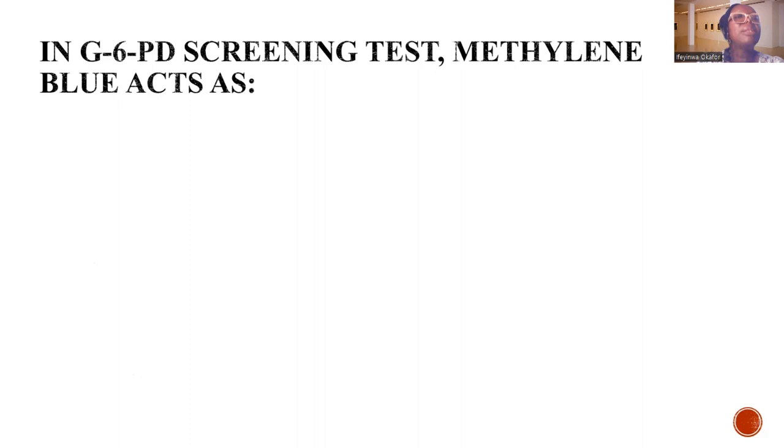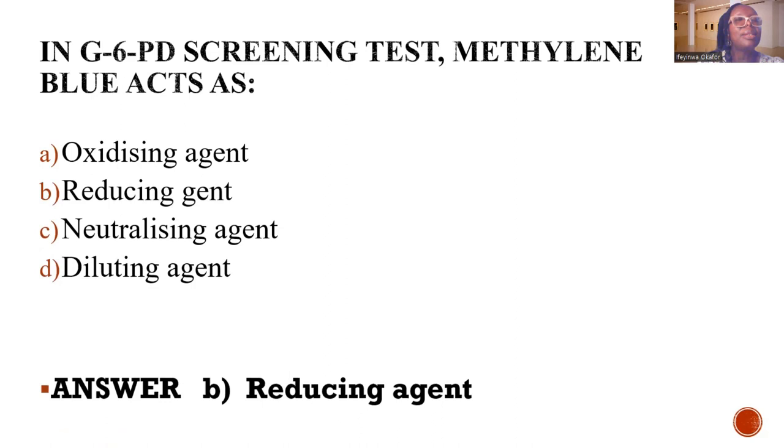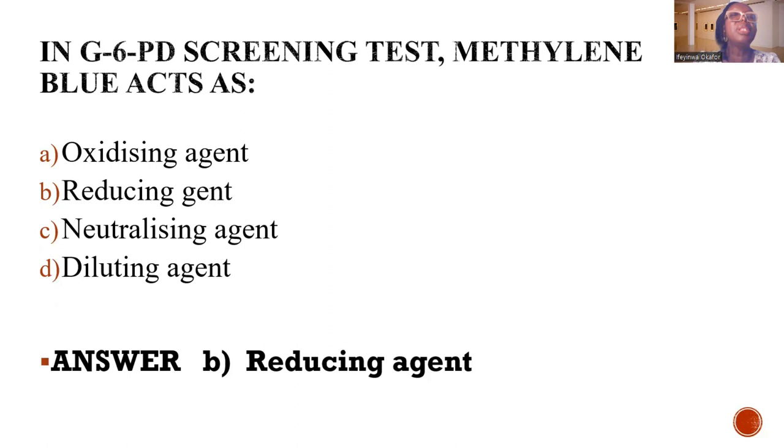In G6PD screening test, methylene blue acts as: oxidizing agent, reducing agent, neutralizing agent, diluting agent. Answer is B, reducing agent. In G6PD screening, I said methylene blue acts as reducing agent.